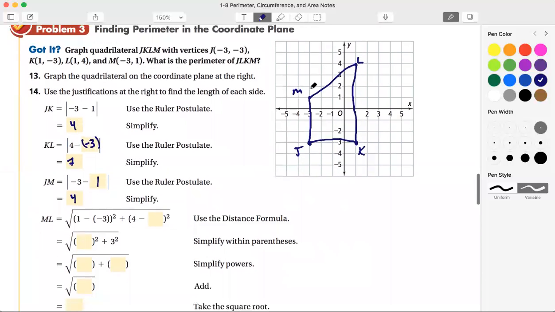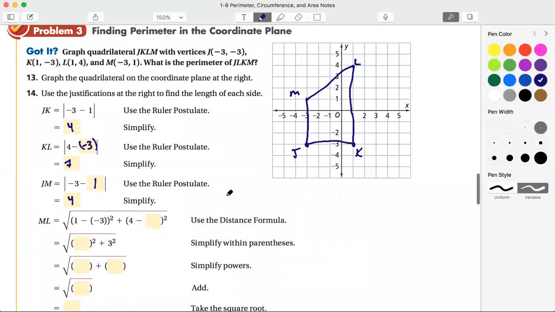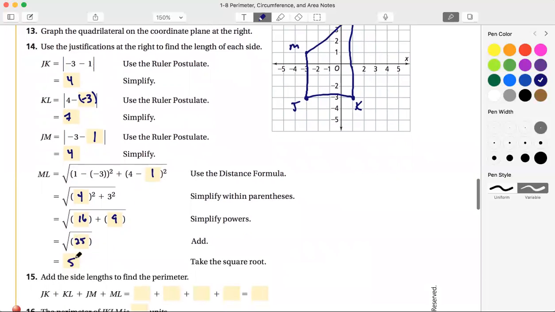And then ML is not a straight line, so I have to use the distance formula. The distance formula is going to be 1 minus -3 squared plus 4 minus 1 squared. So 1 minus -3 is 4. 4 minus 1 is 3. 4 squared is 16. 3 squared is 9. 16 plus 9 is 25. And the square root of 25 is 5.